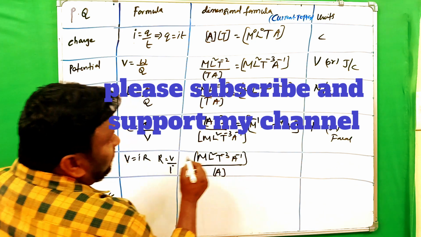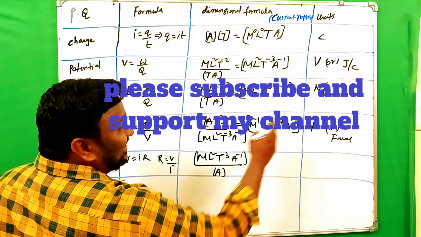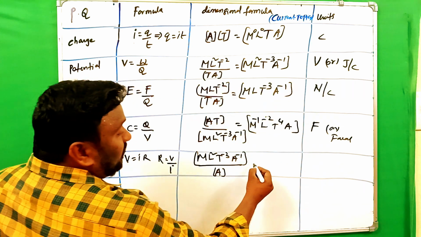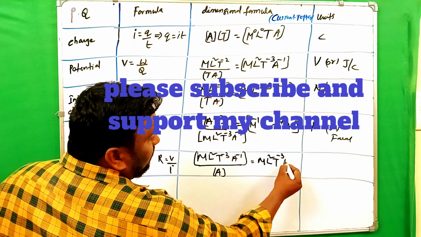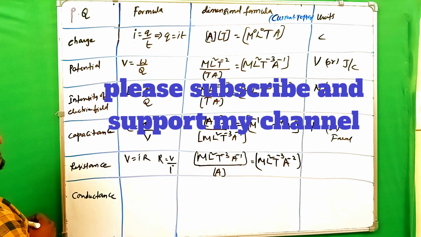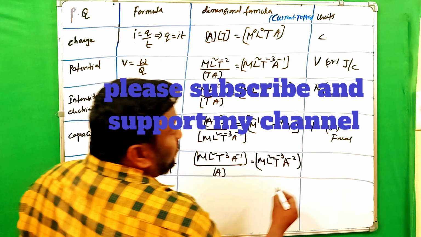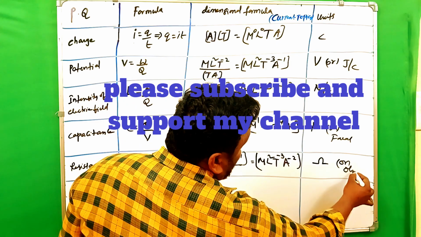I already told you, sometimes in some books it will be written like A or I. No problem at all. Then what is here? M L square T inverse 3 A inverse 2. This is the dimension formula of resistance. So what is the resistance unit? Ohm. So we can write the symbol ohm.